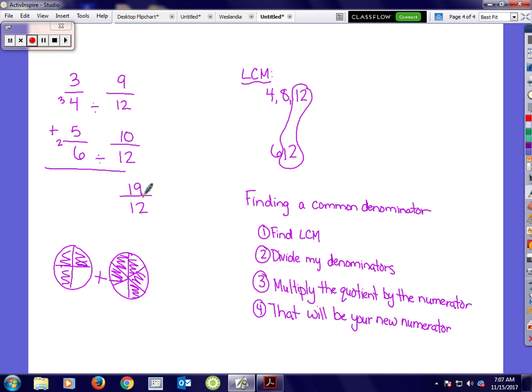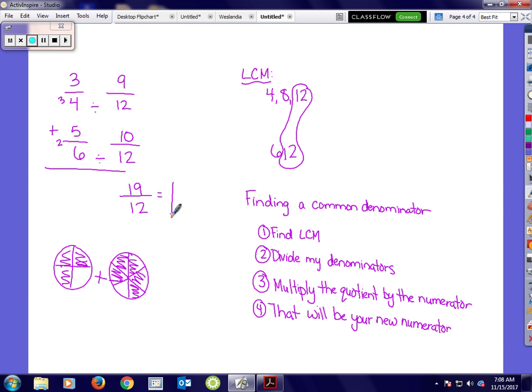Now, can it stay 19/12? Is that in simplest form? No, it is not. It is an improper fraction. Hopefully you remember this from last year. We'll talk more about improper fractions as we go along. But last year we learned that if the denominator is smaller than the numerator, it is an improper fraction because that means it's more than 1. We know 12/12 is equivalent to 1. So if I have 19/12, I have more than 1. So I'm going to say, okay, 12 goes into 19 one time.